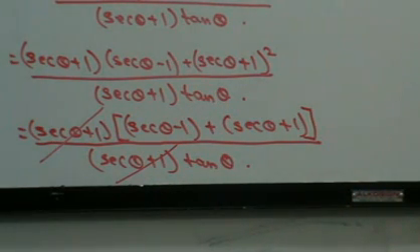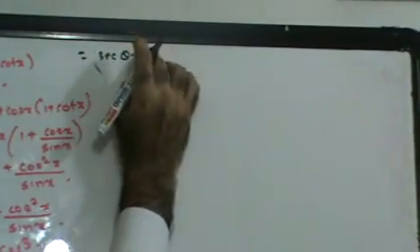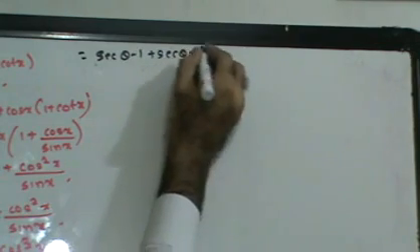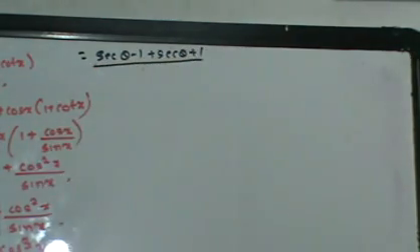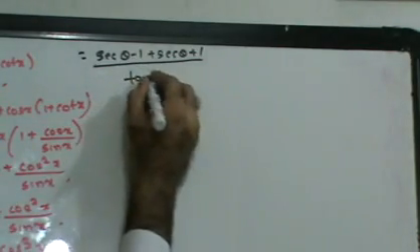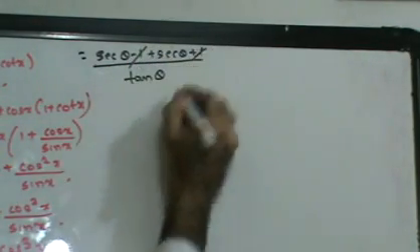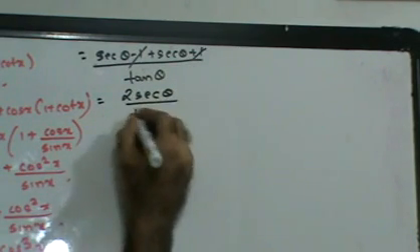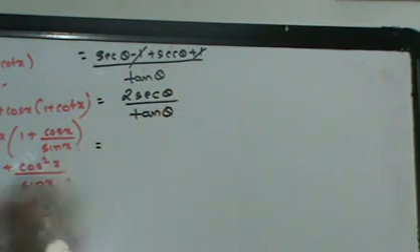This can be written as sec theta minus 1, open the bracket, sec theta minus 1 plus sec theta plus 1 upon tan theta. Minus 1 plus 1 gets cancelled. This is 2 sec theta upon tan theta, right?